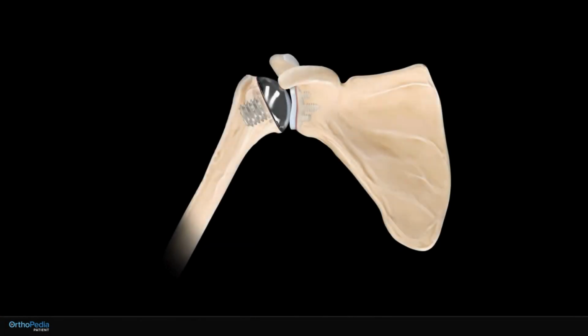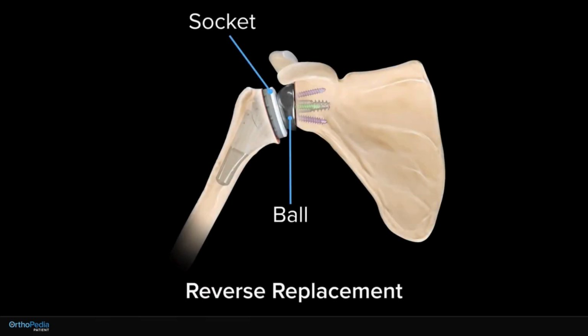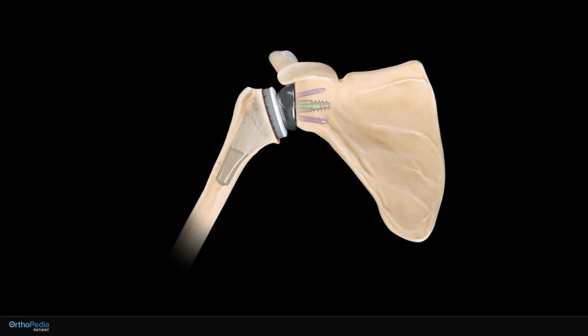In a reverse shoulder replacement, the ball and socket that were used in the anatomic shoulder replacement now switch positions. The metal ball now sits on the glenoid socket, and a metal stem with a plastic cup now sits on the upper portion of the humerus.